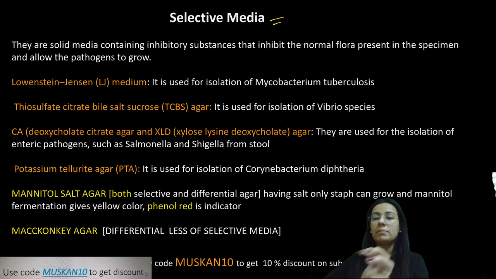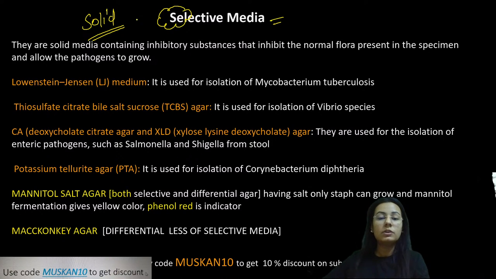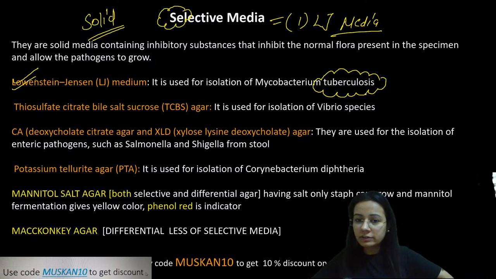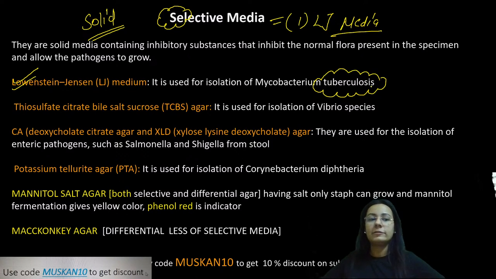Sabse pehle remember that selective media and rich media are same, but selective media are what, the solid media jahan pe apan inhibitory substance add karte hain. ठीक है, to inhibit the normal flora in the specimen and allow the pathogenic bacteria to grow. ठीक है, तो पहले से बात करेंगे अपन एलजी मीडिया. ठीक है, तो एलजी मीडिया we have seen it is used for the Mycobacterium tuberculosis, and why it is the green color, due to the malachite green, and rough, buff and tough colonies.